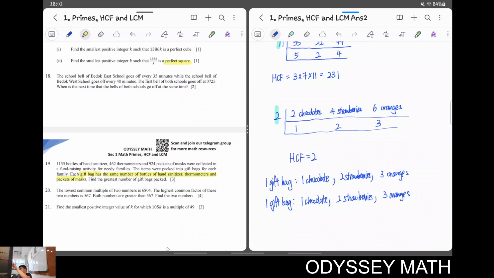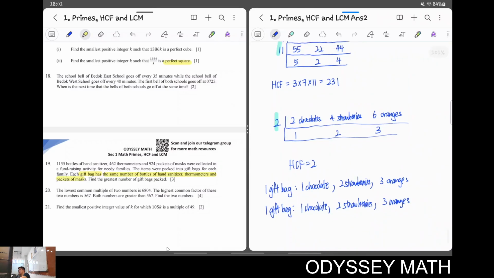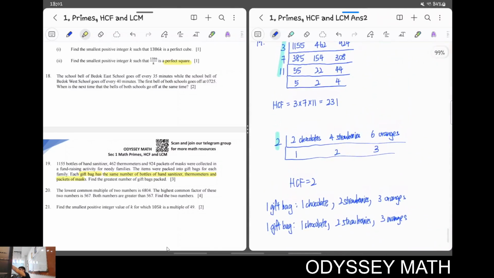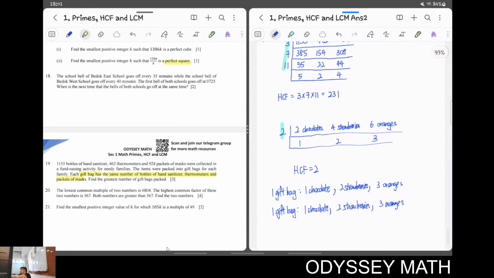So let's go back to question 19. By doing the HCF, you will ensure that the greatest number of gift bags packed will be 231, such that in each of these 231 gift bags, it will have the same number of bottles of hand sanitizers, thermometers, and packets of masks. Because of the highest common factor, you will ensure that this will be the greatest number. Can?